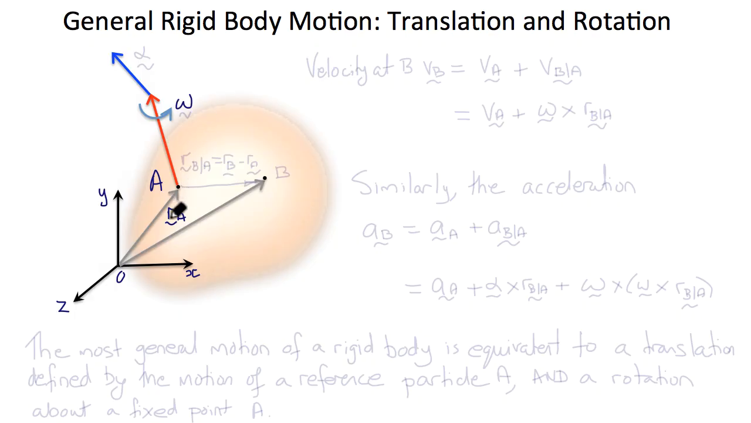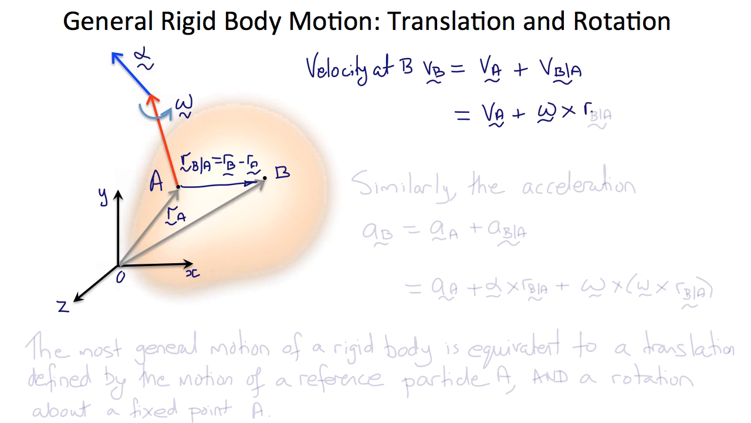So point A with position vector r sub A has angular velocity omega, angular acceleration alpha, and point B has position relative to A of r of B relative to A, which would be r_B minus r_A. So the velocity at point B, V sub B, equals V sub A plus the velocity of B relative to A, which equals V sub A plus omega cross r of B relative to A, so the rotation about A.